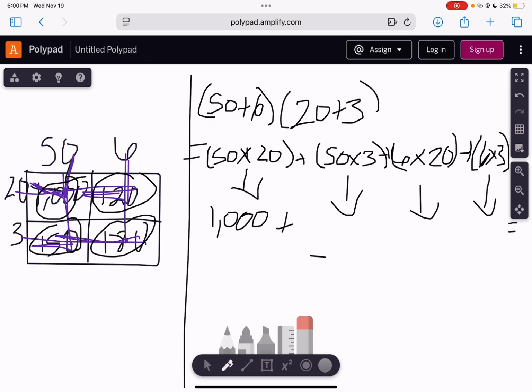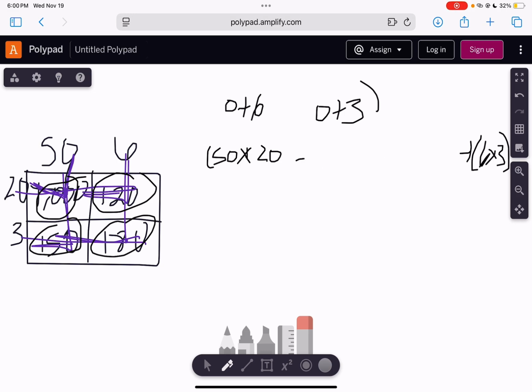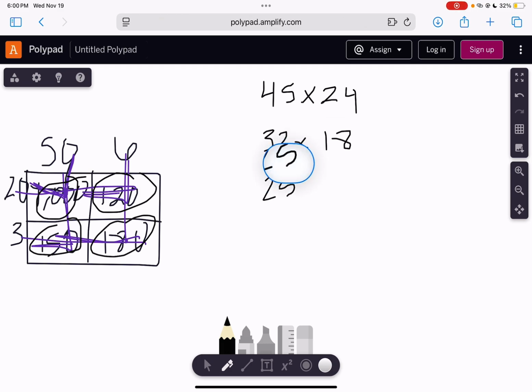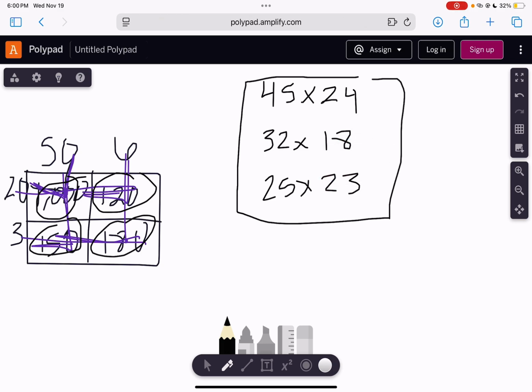So after seeing this example of 56 times 23 and how to solve it using partial products, I want you to solve 45 times 24. Let's do 32 times 18. And one more, 25 times 23. So I want you to think of decomposing and using the place values. I hope this helps.